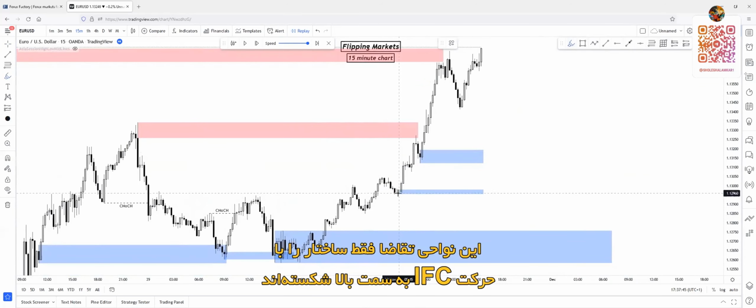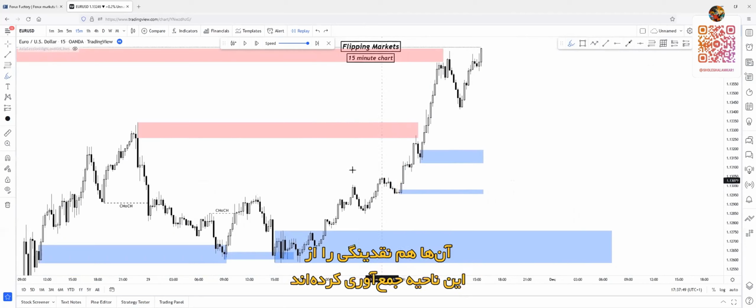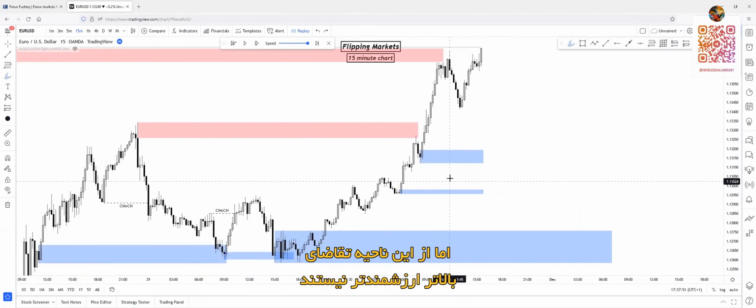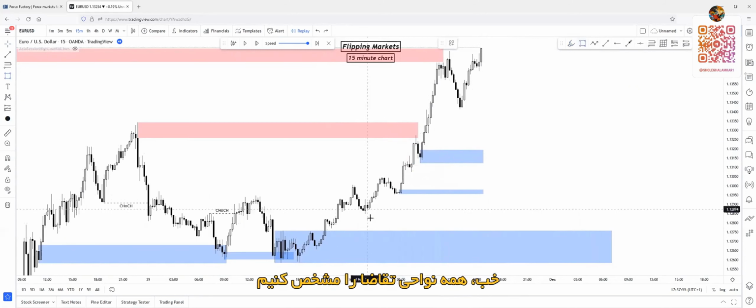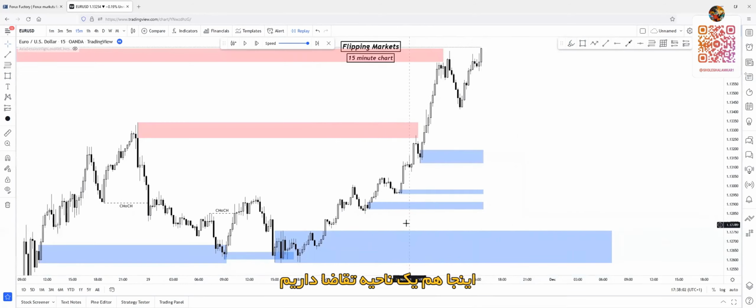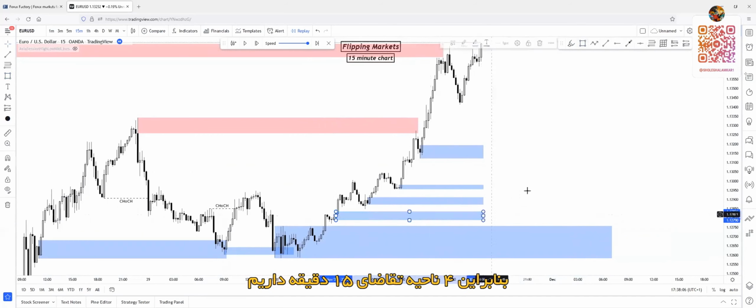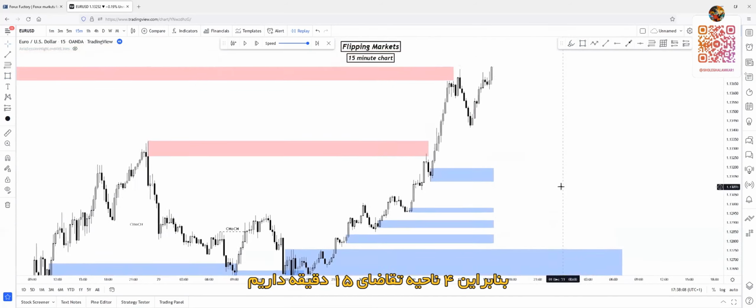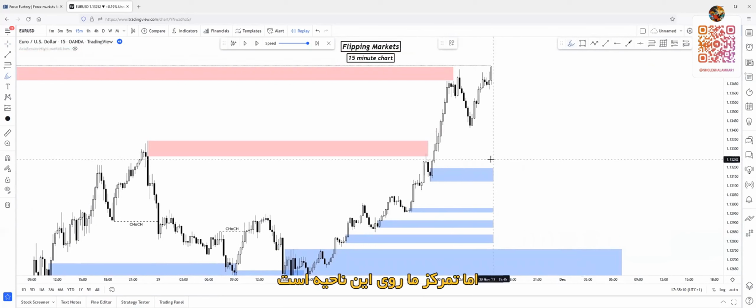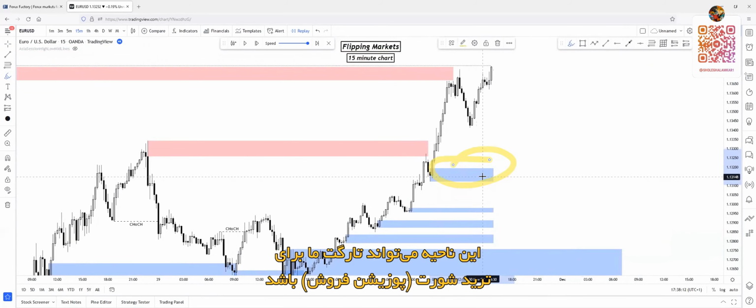These demand zones just broke structure to the upside with an inefficient push. Of course, they are valuable. They also swept some liquidity from this region. They are valuable, but not as valuable as this one. Okay, let's mark out all of the demand zones. As you can see, we have this one here also. And maybe this one too. So we have 4 15-minute demand zones. Okay, but we will focus on this one. This could be our later target point for the shorts.